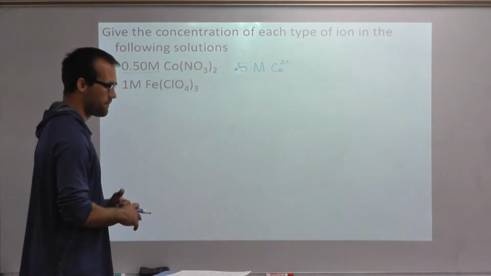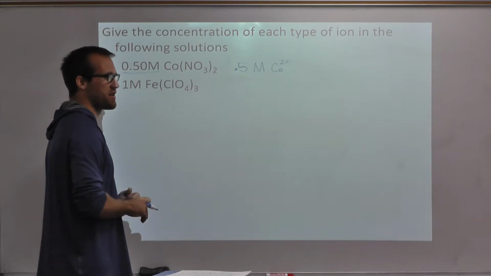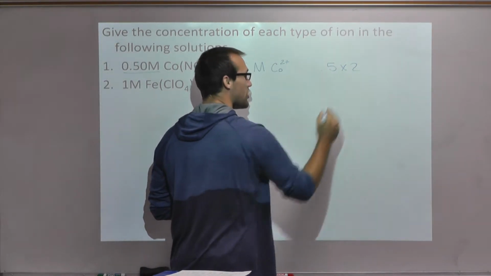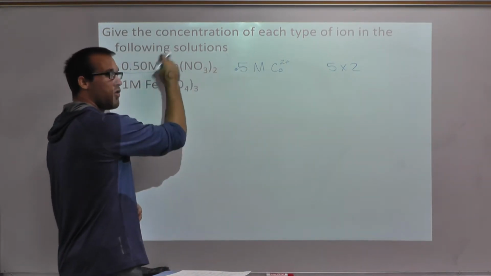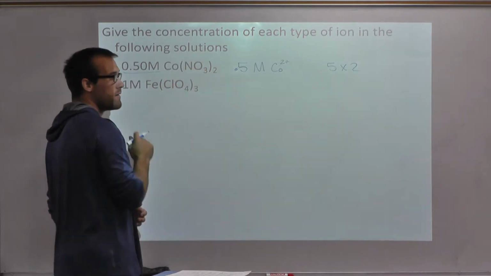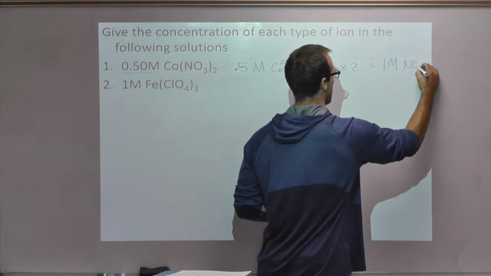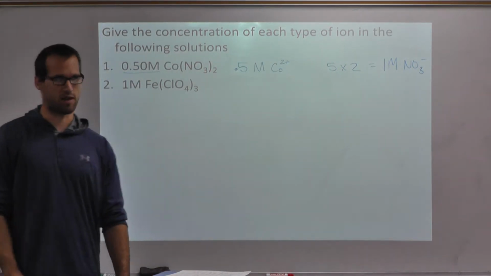Okay, what would be the concentration of nitrate? 1. So it would be 0.5 times 2, because I know I have twice as many particles of nitrate than I had of the whole thing. So it would be a 1 molar nitrate solution, concentration of all those ions.